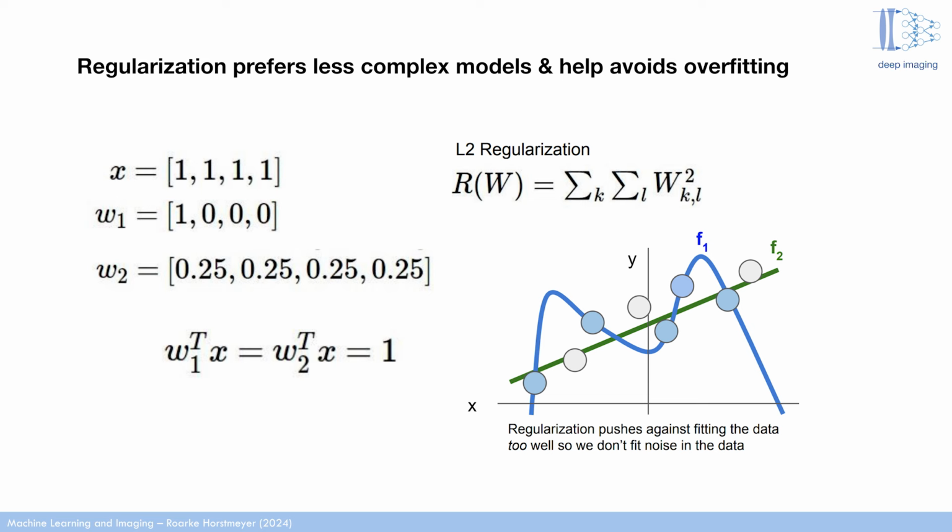But if we apply a regularizer, the sum of the squares, this vector here is going to be smaller than the sum of the squares of this vector. 0.25 squared plus 0.25 squared, and so on, equals 0.5. Anyways, it's a smaller number than 1. So W1 squared is just 1, plus 0, plus 0, plus 0.